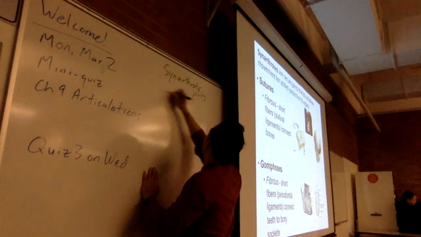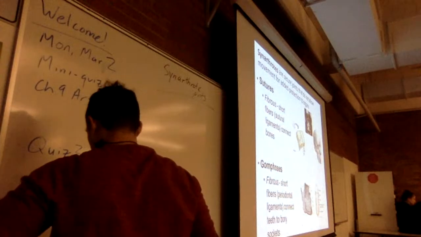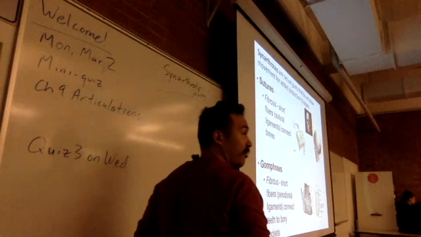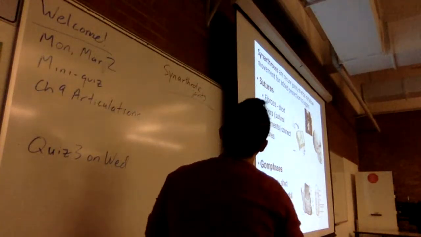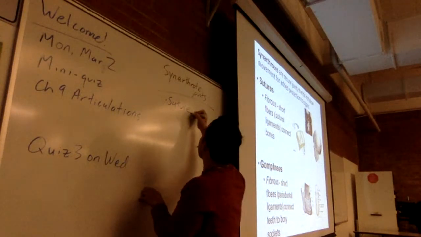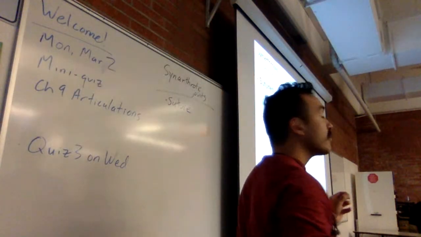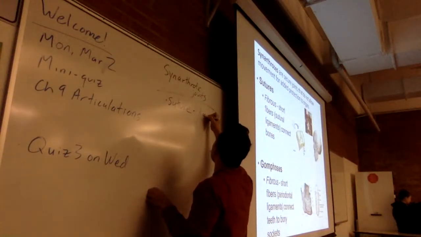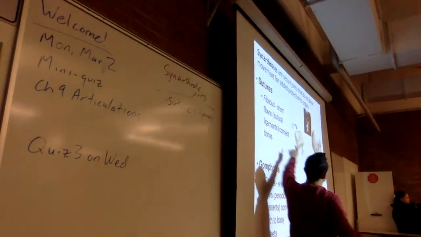Synarthroses are joints that don't move at all because they're secure together. All these subheadings are different types of synarthrotic joints based on what they're made of. So, a suture. A suture has short ligaments in between it. You can find sutures only in your cranium.